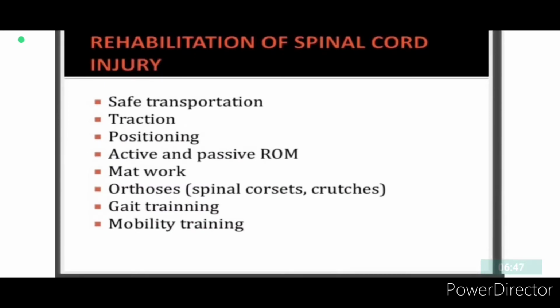Rehabilitation of spinal cord injury. Safe transportation, traction, positioning, active and passive range of motion, mat work, orthosis, spinal corsets, crutches, gait training, mobility training.